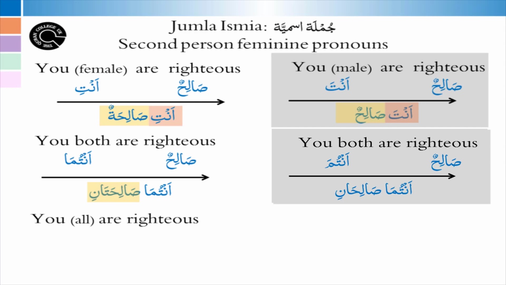The last example for second person pronoun is "You all are righteous." For righteous, we use salihun. For you in plural form, we use antunna. Therefore, the nominal sentence with the second person feminine plural pronoun is antunna salihatun.